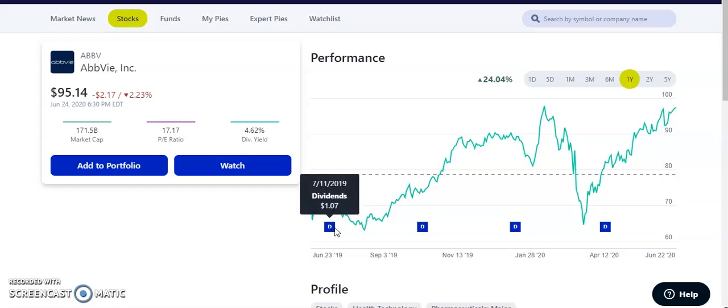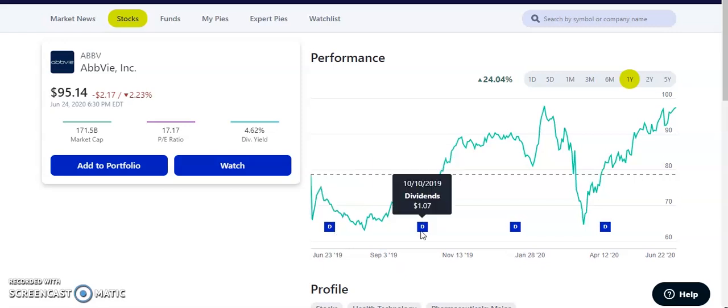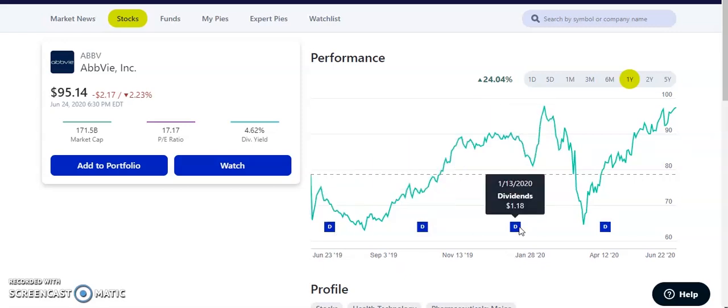Like I said, it's a quarterly paying dividend. They were paying about $1.07. Now it's increased to about $1.18. So their dividend is also increasing, and they're almost trading back to where they were before all of this happened in the beginning of March. But they were here at a low of about $64, $65.